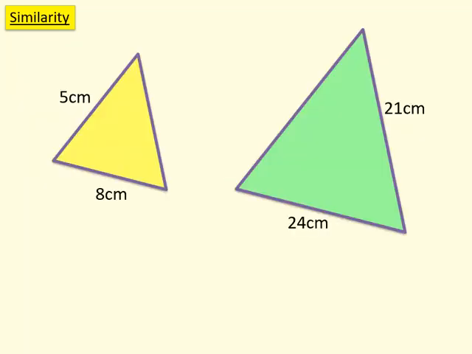Okay, so similarity. What's similarity to do with? In a simplistic way, it's to do with shapes being a bigger or smaller version of each other, so something to do with what we call scale factors. Basically, these two shapes are similar because one is a bigger version of the other, or a smaller version of the other. They've been scaled up or scaled down.